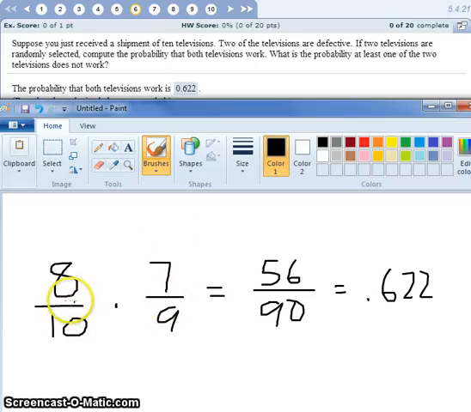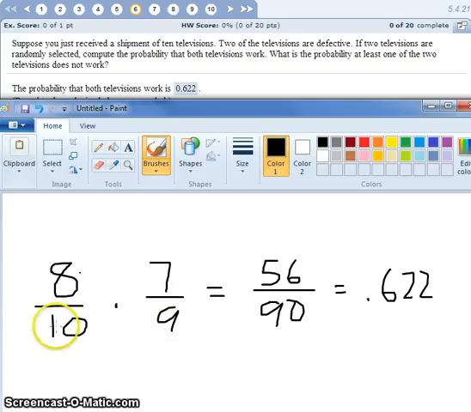And on your first choice, you have 8 working out of 10, so you have an 8 out of 10 chance of getting a working television. And multiply that by your second choice. Now there's just 9 total televisions left. You've already chosen a working one, so there's only 7 working televisions left. So you have a 7 out of 9 chance of getting a working one.